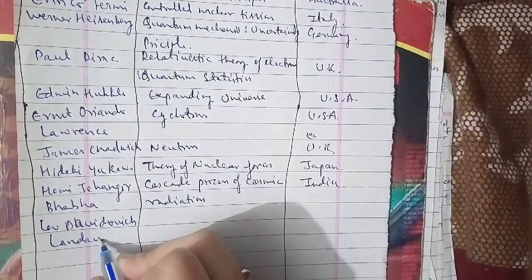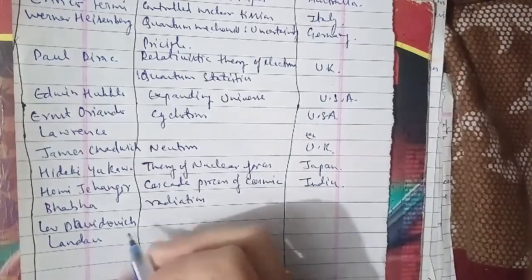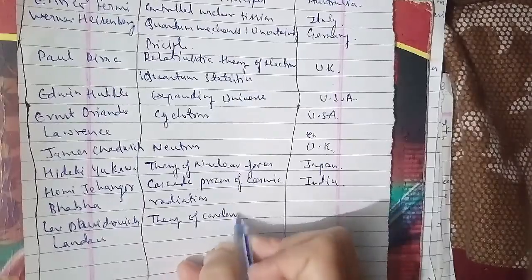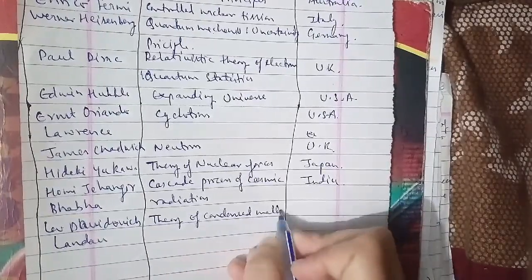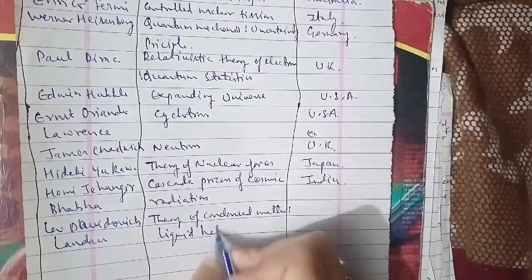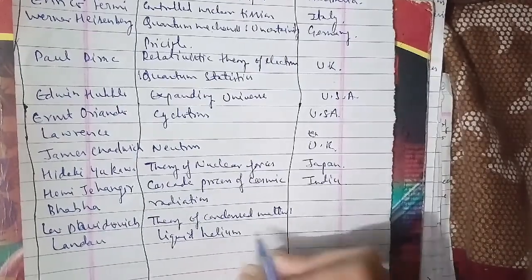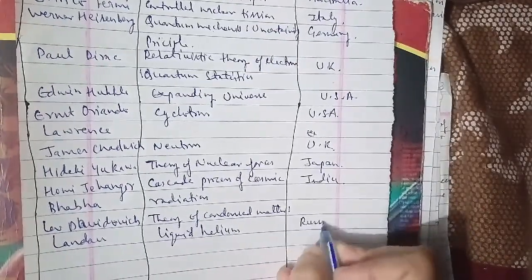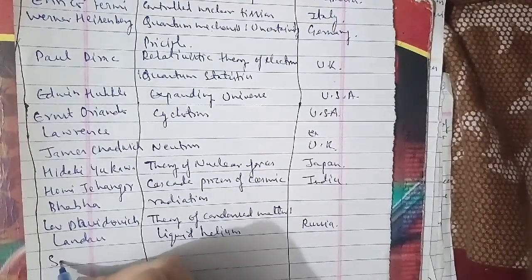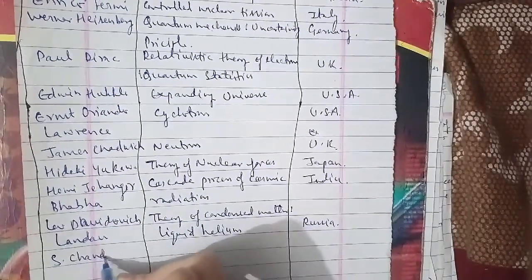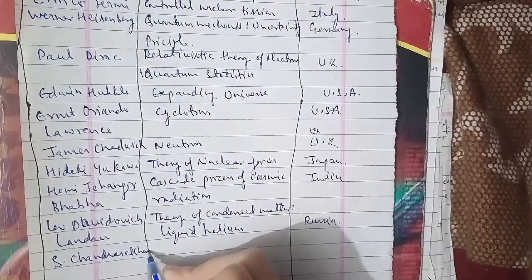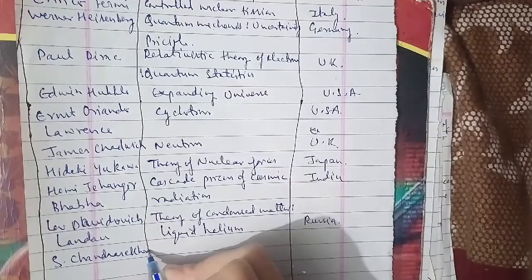Now I talk about another one, which is S. Chandrasekhar. He made major contributions to the discovery we have: the Chandrasekhar limit, and the structure and evolution of stars. The country of origin is India.